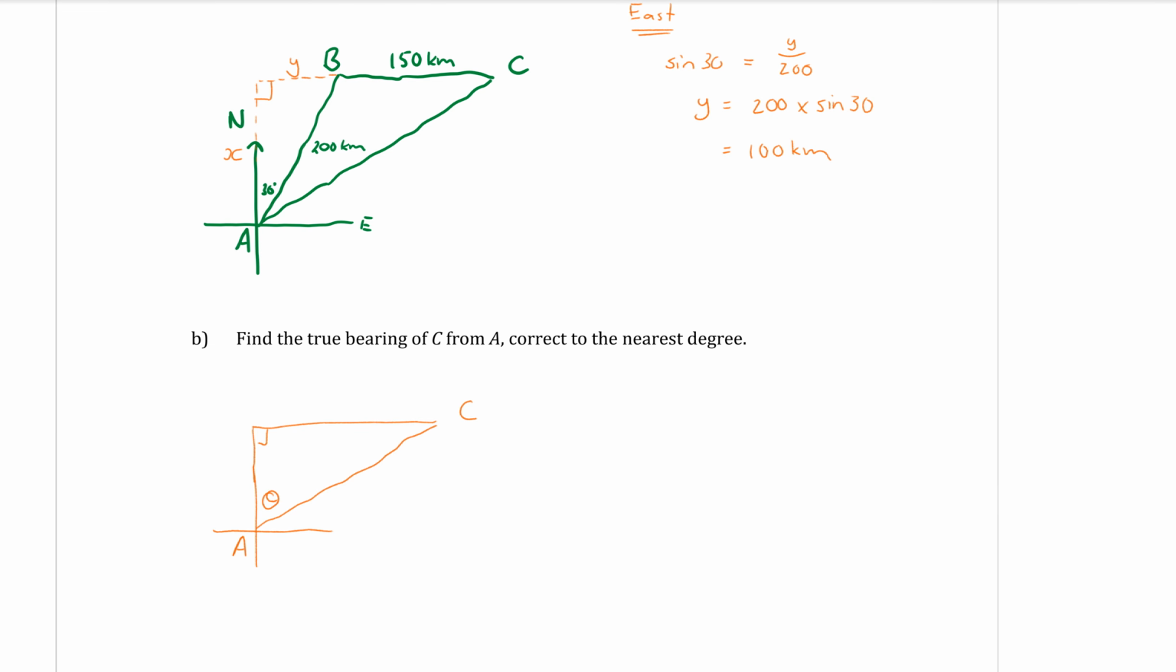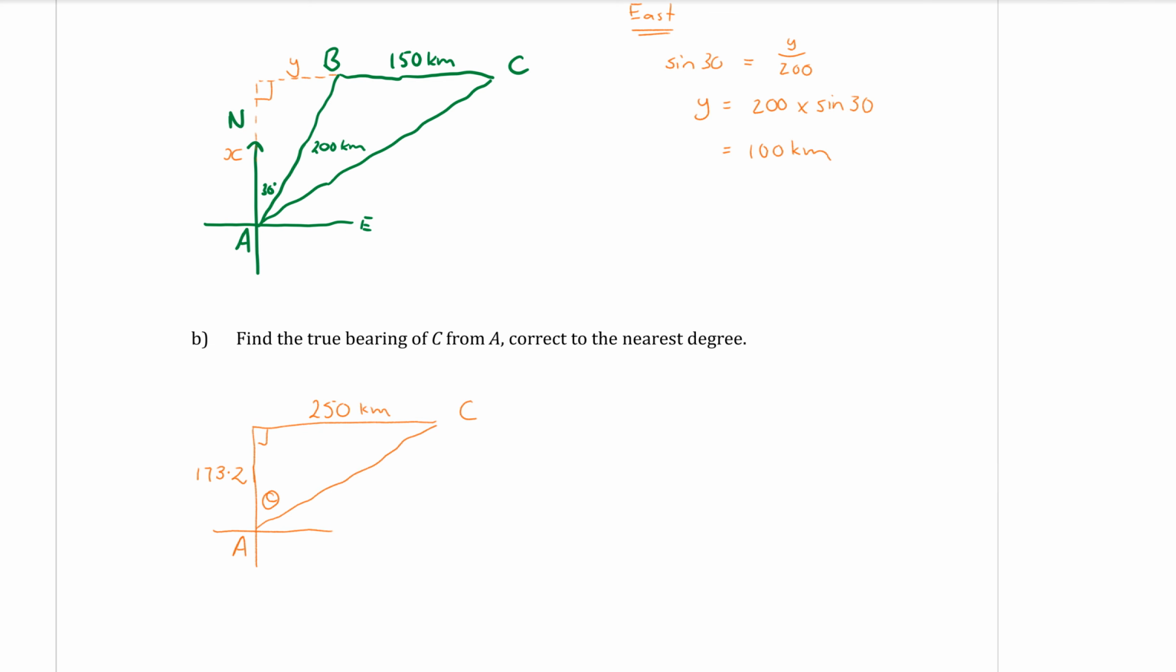Now, we have just worked out a bunch of things that are going to help us. We know the distance north. We know this distance here is 173.2 kilometers. We found out Y up here was 100 kilometers. So that total distance there would be 250 all the way out to C. So that's going to go here.